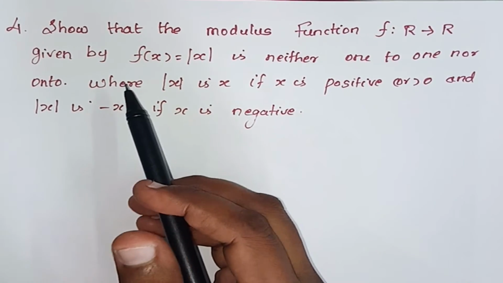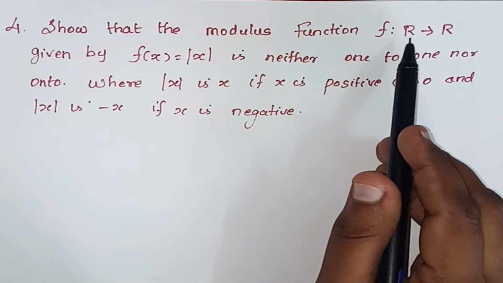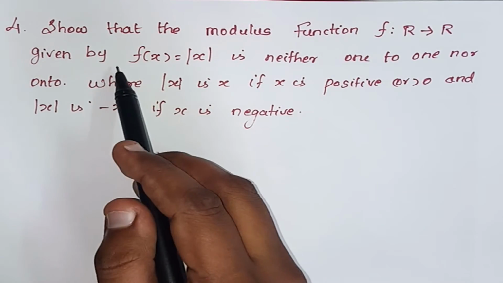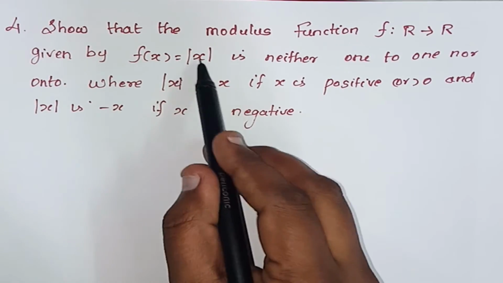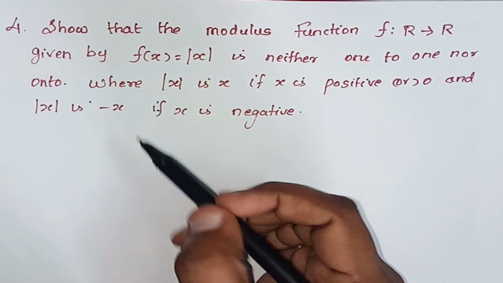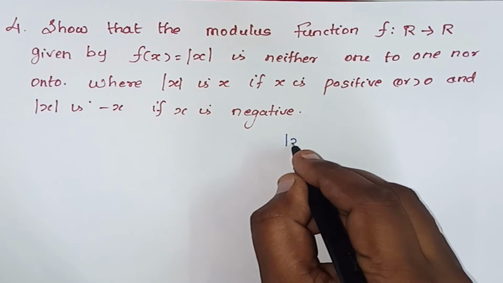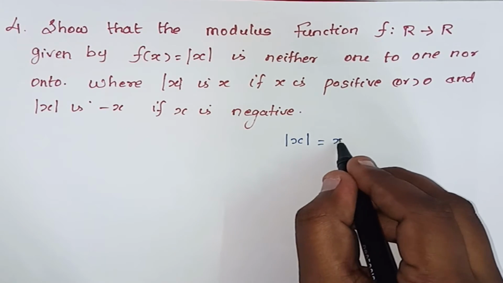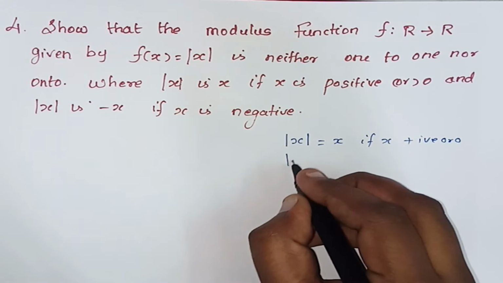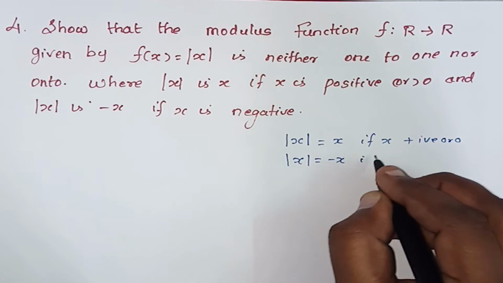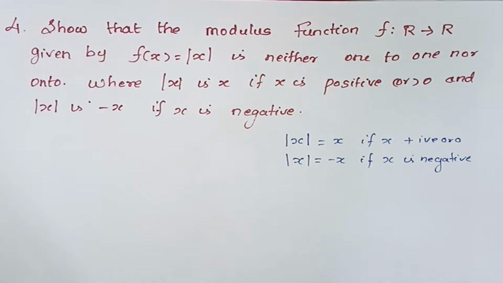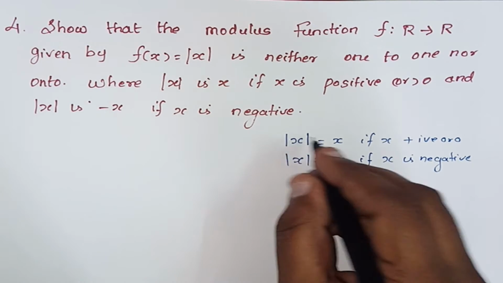Next, the fourth question: show that the modulus function f: R → R, where the domain and codomain are real numbers, given by f of x equal to modulus of x, is neither one-to-one nor onto. So what is the meaning of modulus of x? It is equal to x if x is positive or 0, and modulus of x is equal to minus x if x is negative. So what is the meaning of this symbol?